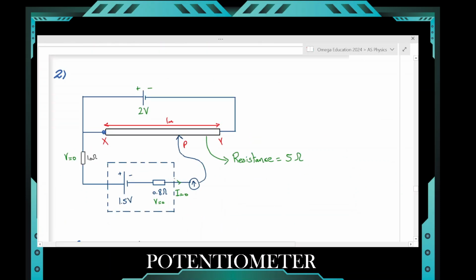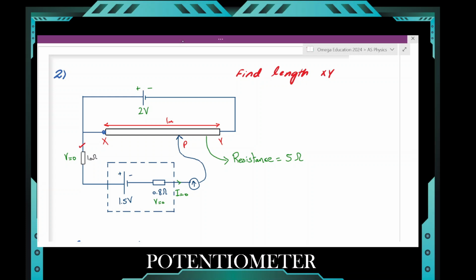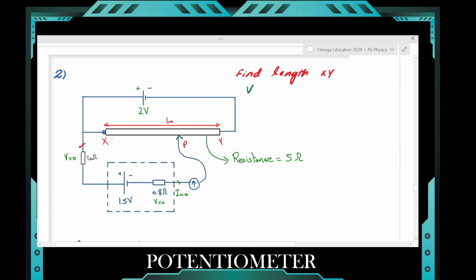In this one, we have placed an extra resistor of 1.0 ohm. And the question is once again the same: find length xy. Now the first question is, what is the voltage, or potential difference, between the point x and p? What would be the potential difference between the points x and p?